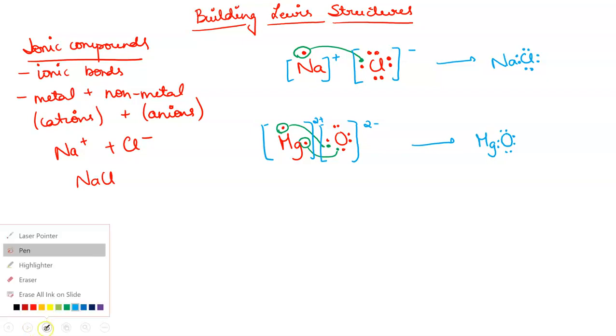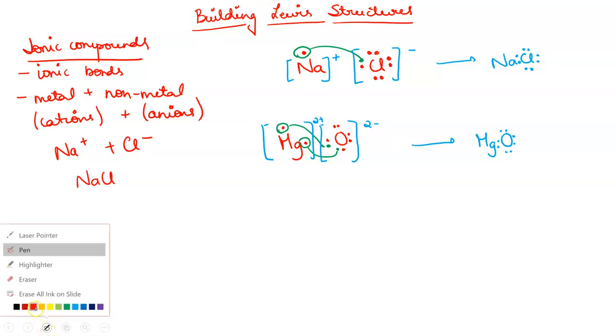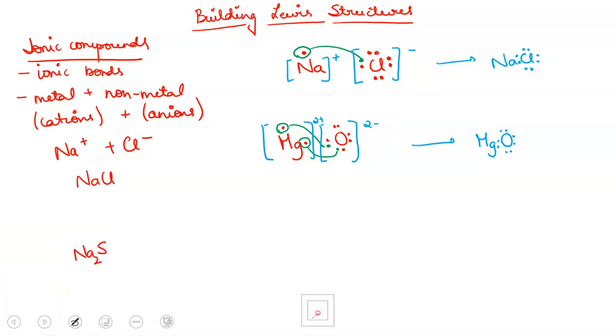We'll do one more and then we'll move on. Let's do sodium sulfide, Na2S. I'll write it down here so you can pause the video, try it out on your own first, and then come back to it, and then you can see what we're doing. So sodium has 1 valence electron. Sulfur has 6 valence electrons, so 1, 2, 3, 4, 5, 6.